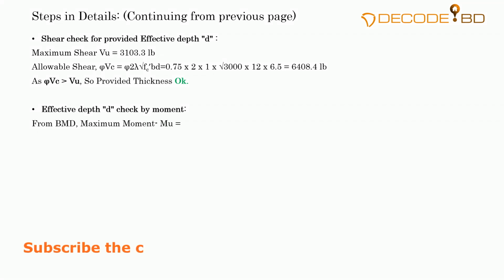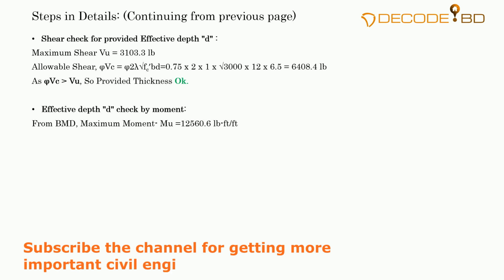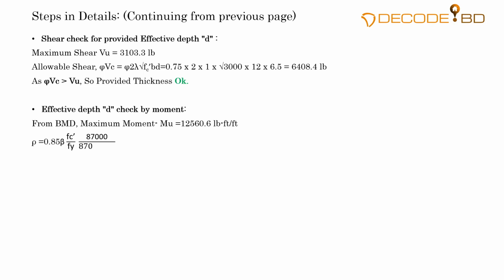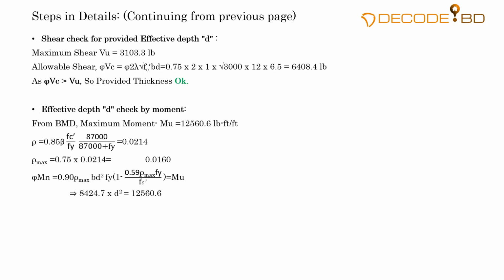From BMD, maximum moment Mu 12,560.6 pound-feet per feet. Rho, using this equation, coming 0.214. Rho max 0.75 into rho, that gives 0.0160. Phi Mn equal to Mu. Using this equation, we will provide the value of rho max, b, fy, rho max fy and f'c to get depth d.